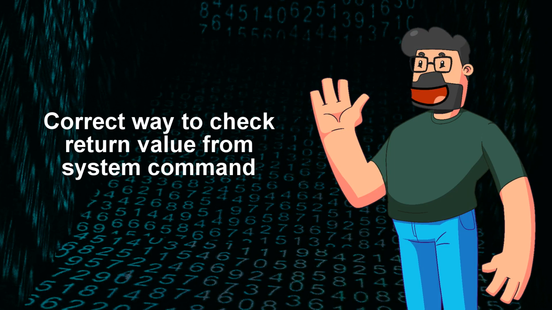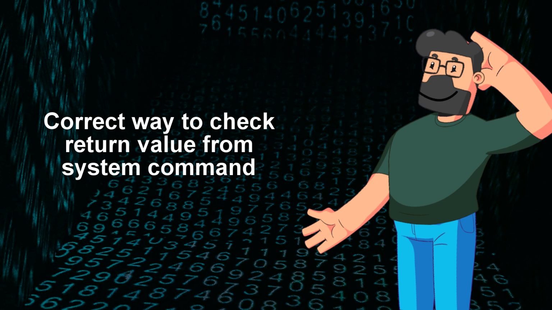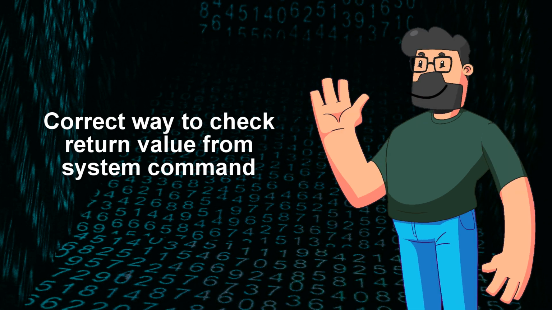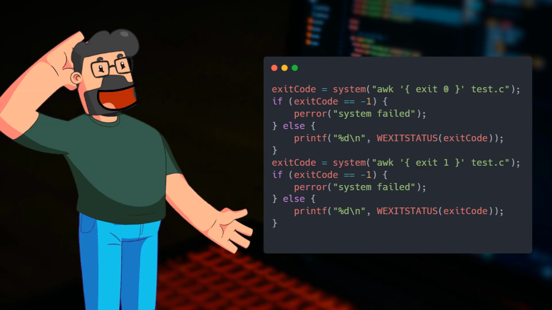Today, we're going to tackle a common problem that many programmers might face when working with C programs and calling external scripts. The problem we're addressing here is related to the exit codes returned by the awk script when called from a C program using the system function. It seems that when the awk script exits with a code of 1, the system function in the C program returns a value of 256 instead of the expected 1. Quite puzzling, right? Now onto the solution.